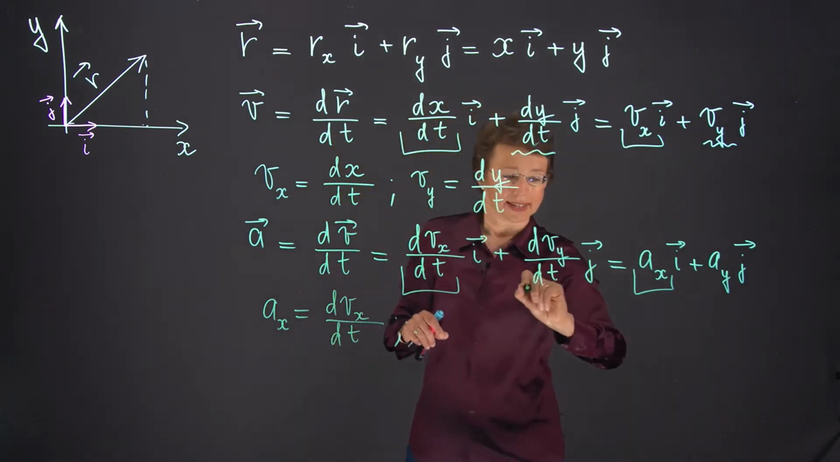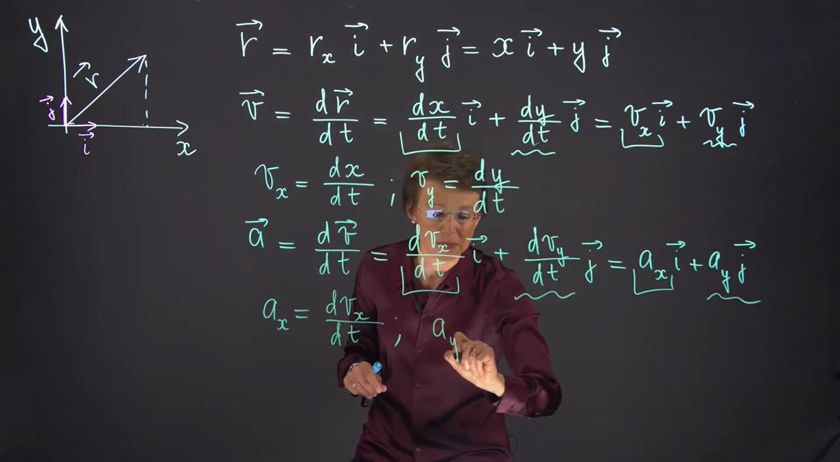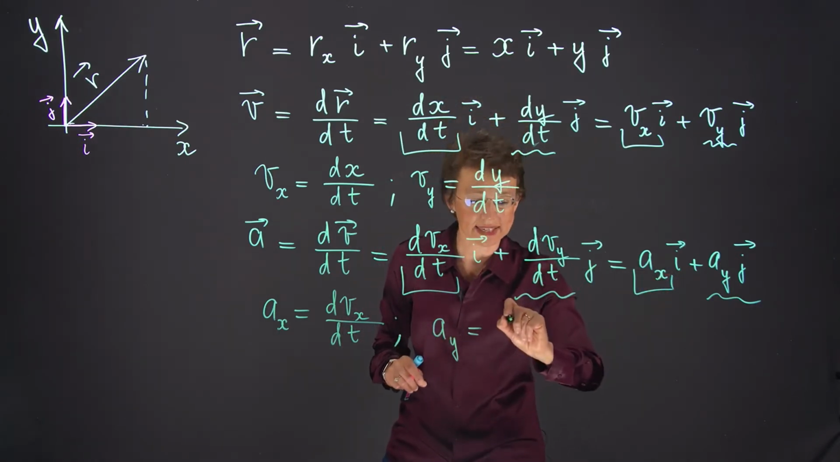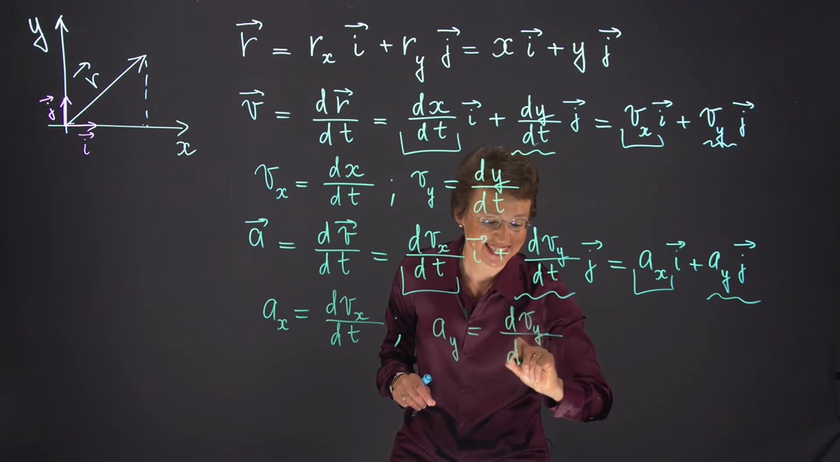And a_y, the projection of acceleration on y, is equal to dv_y/dt.